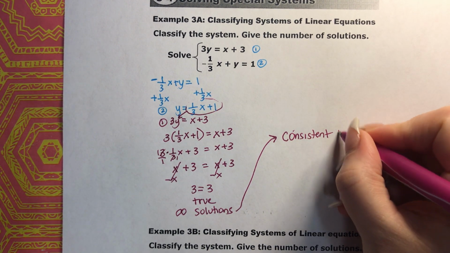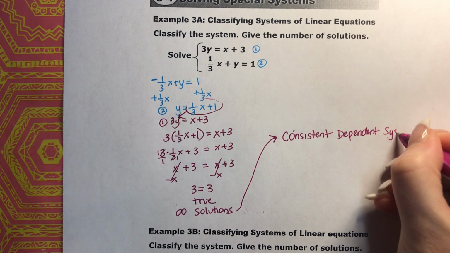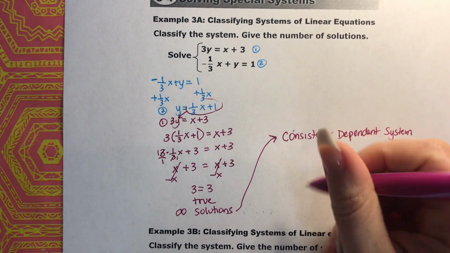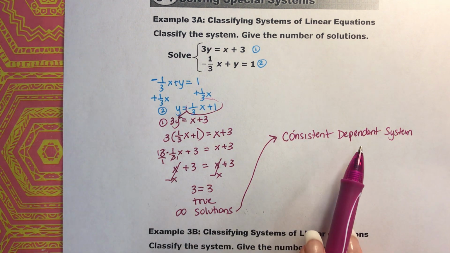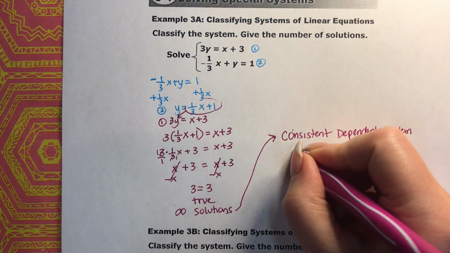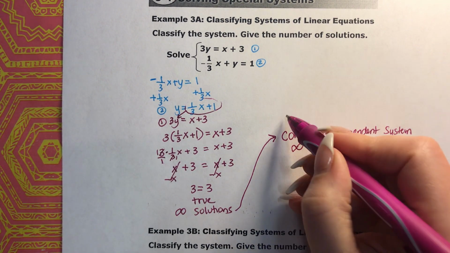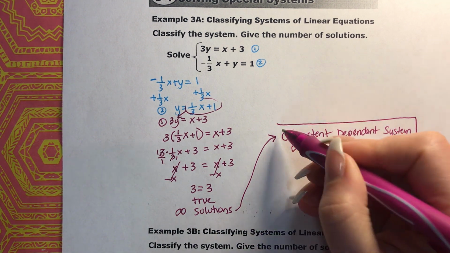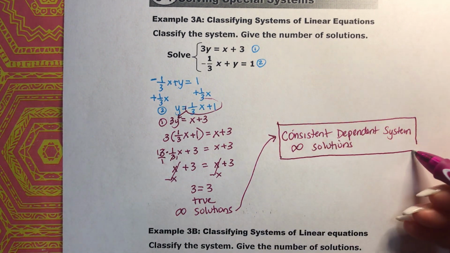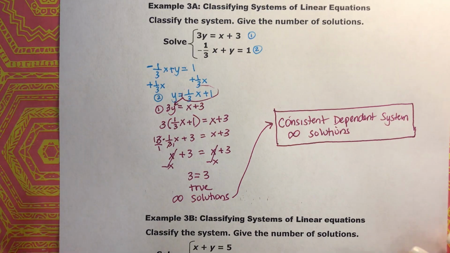So this is a consistent, dependent system with, so it says classify, that's a consistent dependent system, that's the classification, and then with the number of solutions, with an infinite amount of solutions. So that's how you'd answer it. There you go. All right, perfect.